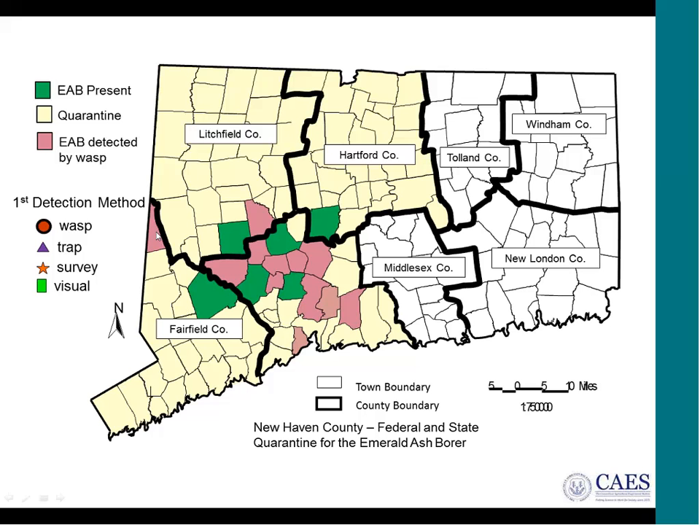And again, here's our map of the various towns, and the pink towns are towns in which we have detected emerald ash borer using biosurveillance. In some of those towns, it wasn't the first way we did it. But this was our first detection here in 2012. It was rapidly followed by detections on traps and another wasp colony. In the fall, we had a homeowner report. In 2013, our state foresters led off a delimitation survey under the guidance of Nate Siegert.